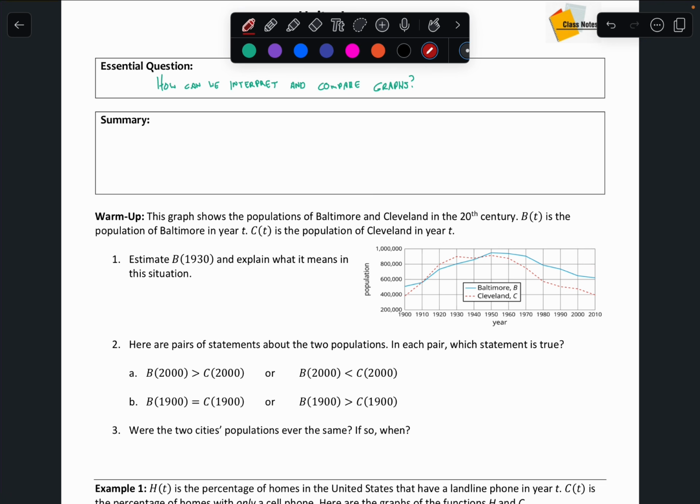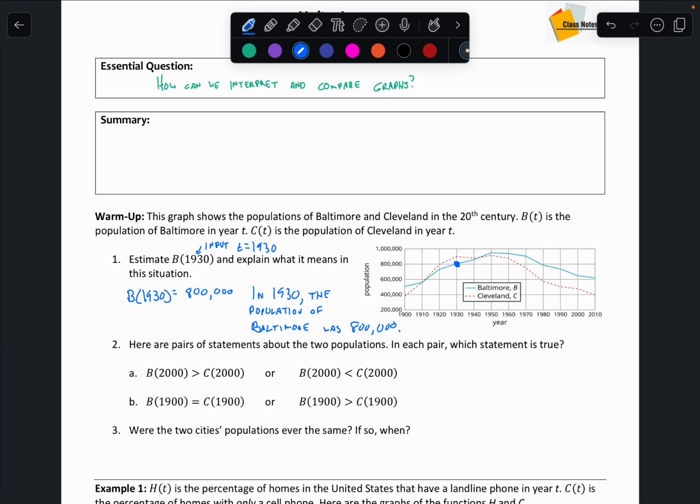So the first question is asking us to just estimate B of 1930. That's my input, that's my time. Time is 1930. So I go over here to 1930 for Baltimore. B of 1930 is equal to 800,000. So what does that mean in this situation? In 1930, the population of Baltimore was 800,000. That's what that sentence is saying in math, okay?